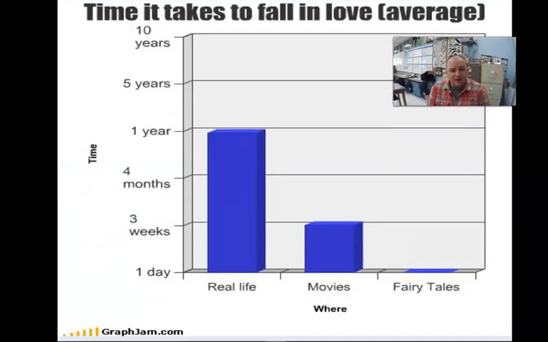So some examples, how long it takes to fall in love. So here we have time on our y-axis where it says in real life it takes about a year to fall in love. In movies, 3 weeks. In fairy tales, it happens almost instantly. It's just making a statement about fairy tales, but again, we're seeing on one axis, we're talking about how long it takes, the other one, categories.